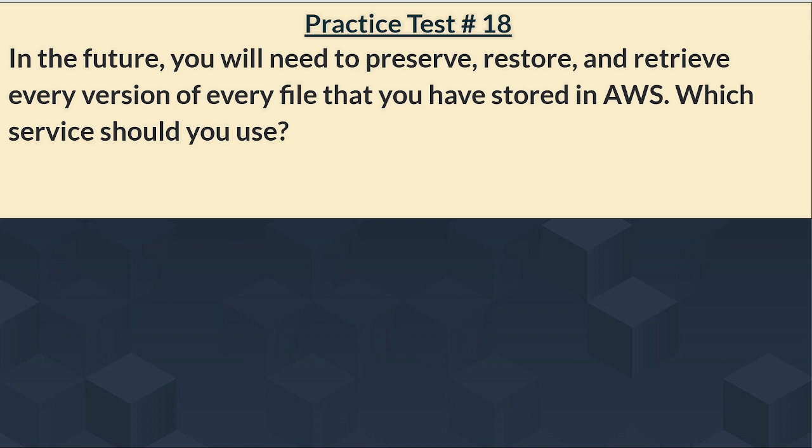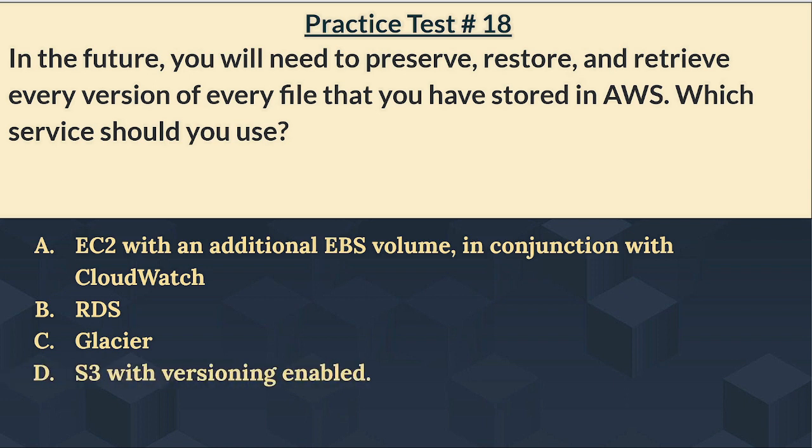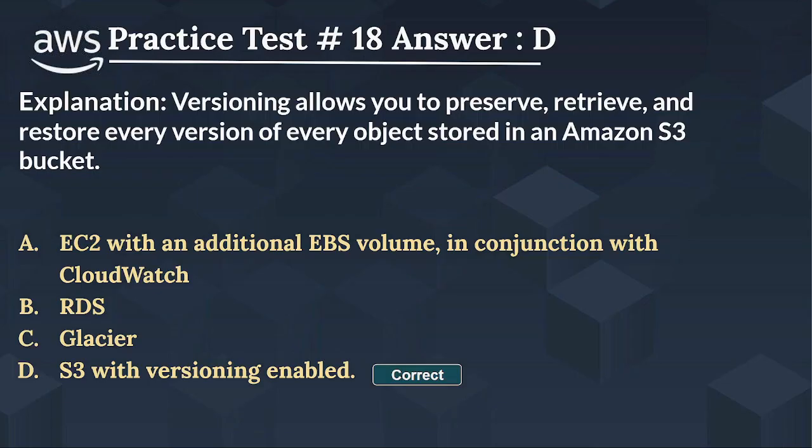Now your options are: option A, EC2 with an additional AWS volume, in conjunction with CloudWatch. Option B, RDS. Option C, Glacier. Option D, S3 with versioning enabled. Please select your answer in the next 5 sec. 5, 4, 3, 2, 1. So the right answer is option D.